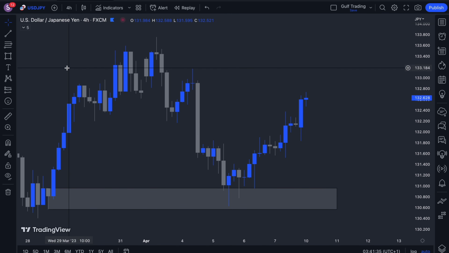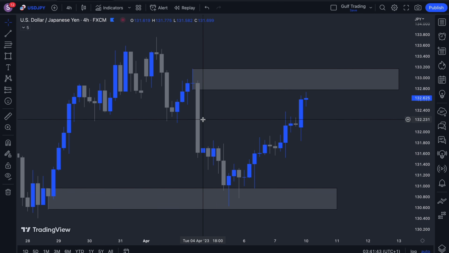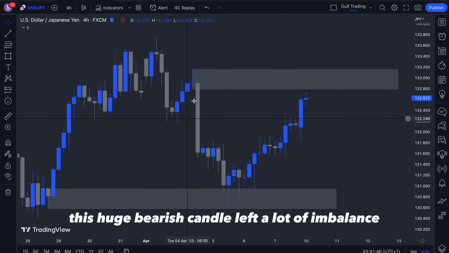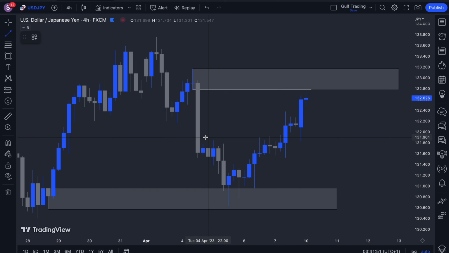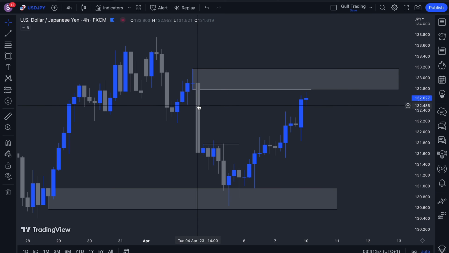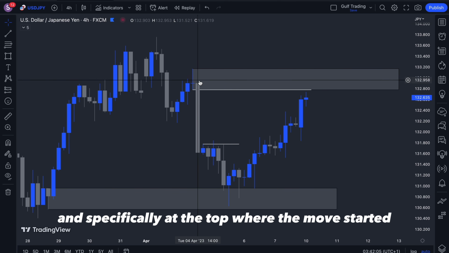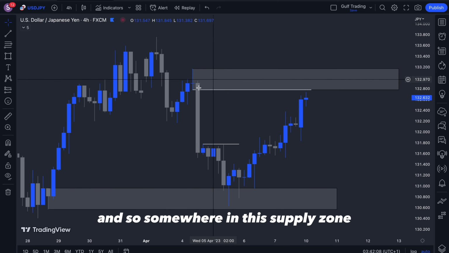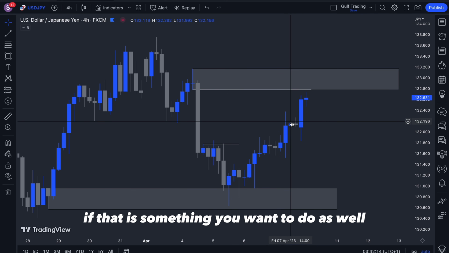And looking into the future, this zone here, almost going into it, but as you can see, this huge bearish candle left a lot of imbalance. A lot of it has been filled, but some of it hasn't. We filled a tiny bit of it, then went down again, and now we're filling a lot more of it. But as I said, what this shows is a lot of sell orders were placed either in this zone and specifically at the top where the move started. And so somewhere in this supply zone could be a good entry, or wait for lower time frame confirmation if that is something you want to do as well.